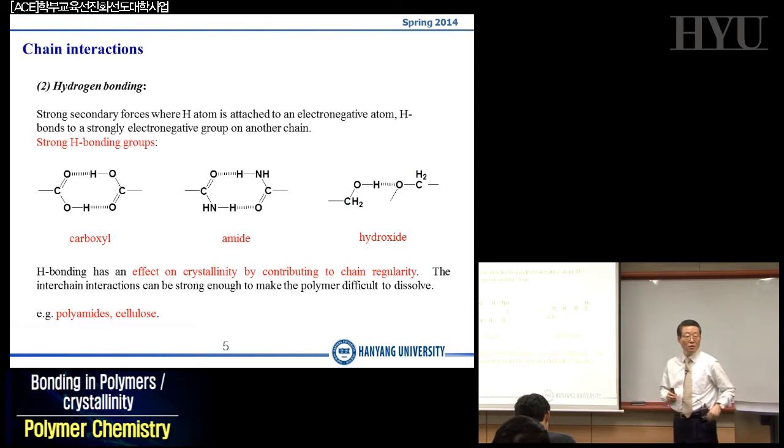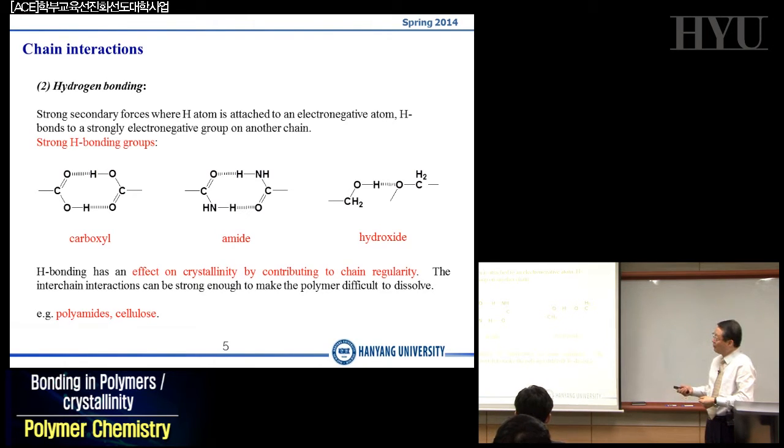Because of the chain regularity. If your chain is quite regular, yes, you can see this bonding. So the hydrogen bonding affects the crystallinity by contributing to the chain regularity. The chain becomes quite regular if you have hydrogen bonding between the chain and chain. And this case is exemplified by the case of nylon or polyamide. Nylon is called the polyamide.